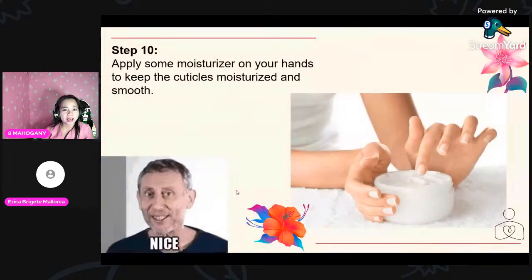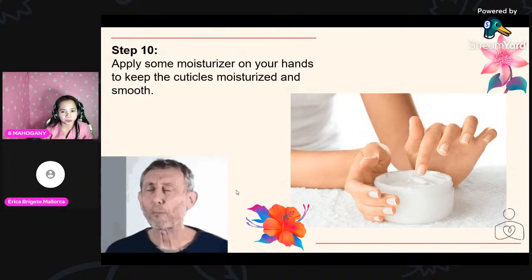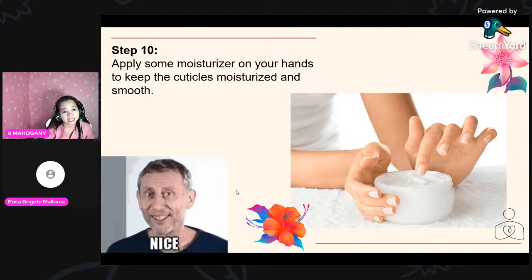So number 10, apply some moisturizer on your hands to keep the cuticles moisturized and smooth. Ayan. So sa bahay, pwede naman pong lotion. Pwede pong yun na lang ang gagamitin natin. Then pwede rin afterwards, magwash ng hands after po na mag-cut. Pero para po sa mga nail salon, after cutting the nails, lalo na pag may mga signature, mga mamahaling nail salon, yan po yung mga moisturizer na pwede nating gamitin, okay? To keep the cuticles moisturized and smooth.